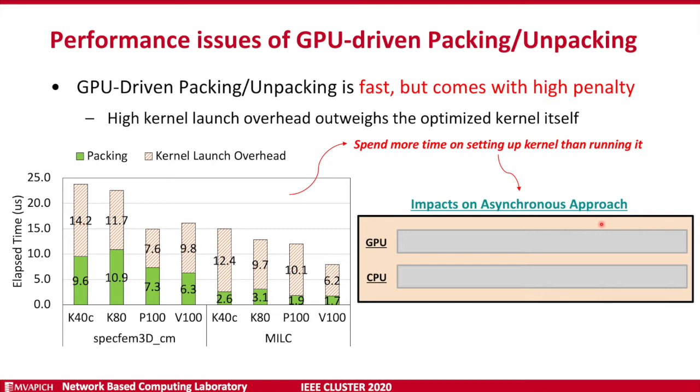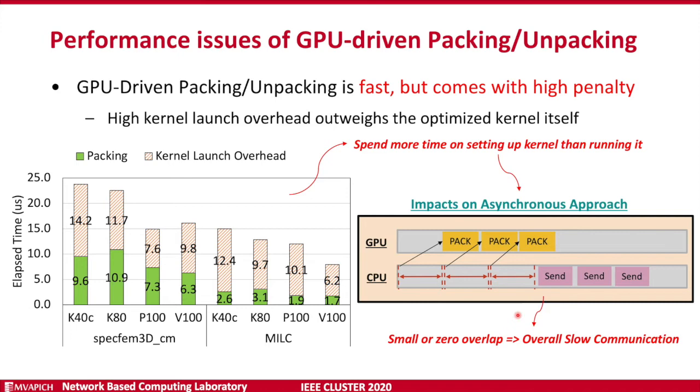So we can look at what's the impact here. You can launch multiple packing kernels, but because this packing is very fast, very small, and you still have this high launch overhead, there's no way you can overlap these packing kernels. So you have very small or even zero overlap, and overall you don't get the benefit you expect. So your communication is still slow here.